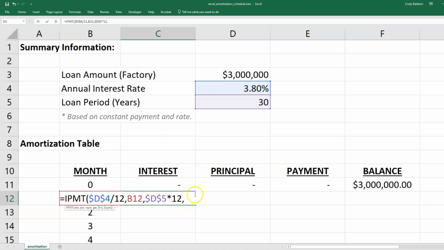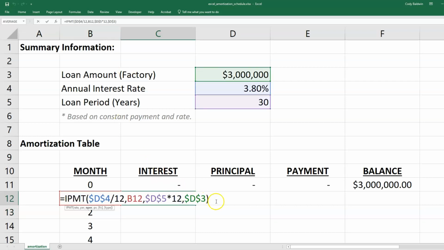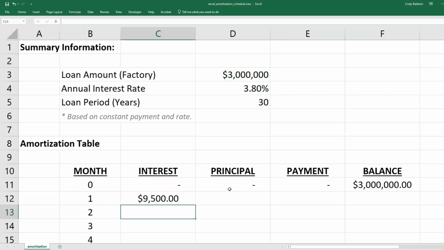And the final thing I'm going to put in is the loan amount. And I want to make sure that is also an absolute reference. I don't want those references up above to change as I fill out the rest of the rows. So when I enter this out, what I'll see is that my interest is $9,500 in month number one. It's showing up as negative though. You can leave it that way. I'm just going to adjust it so it comes out positive. So I'm going to multiply this by negative one. That's the interest I'm going to pay in the first month.